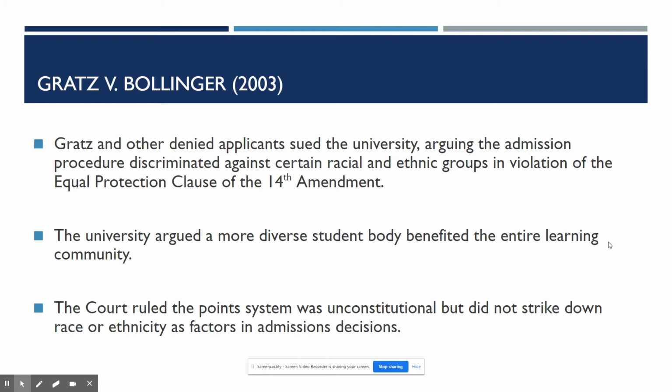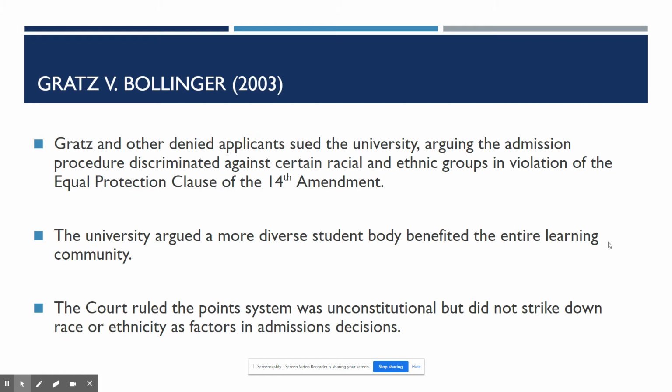Now, the university is going to argue in this case that a more diverse student body is going to benefit the entire learning community. So they are going to be arguing that by making sure that the enrollment of minorities is boosted, and having people from different backgrounds, different walks of life, that's going to create a better, more positive learning environment. So that is the university's argument.